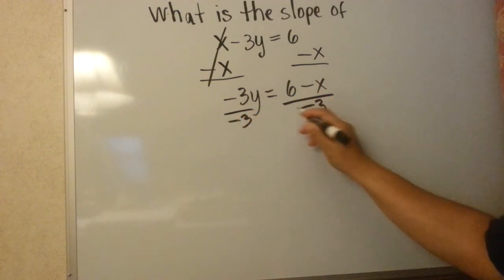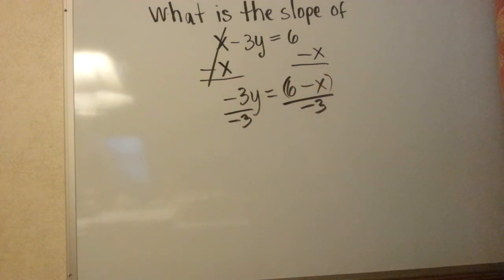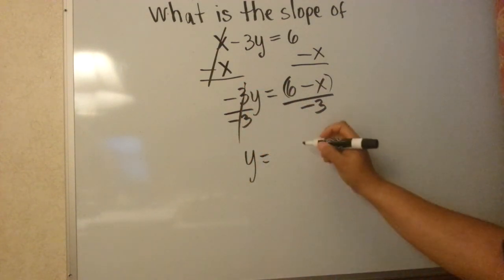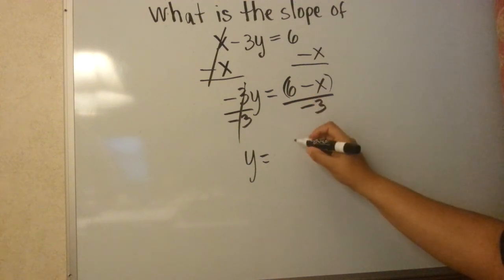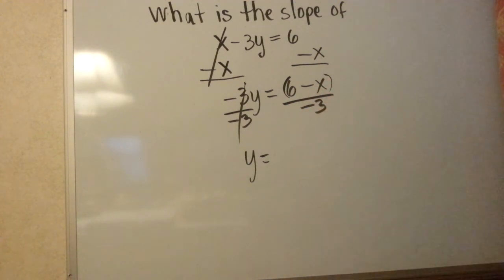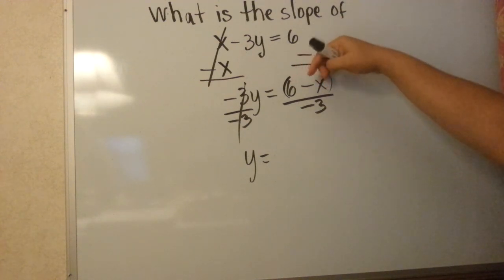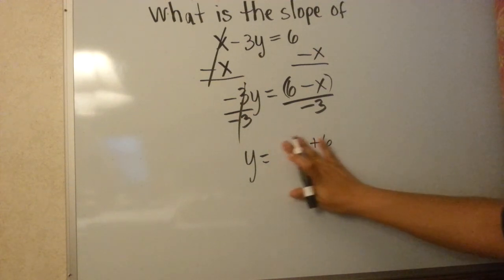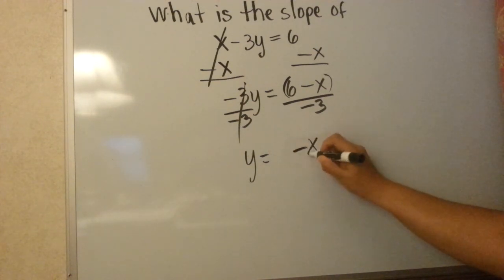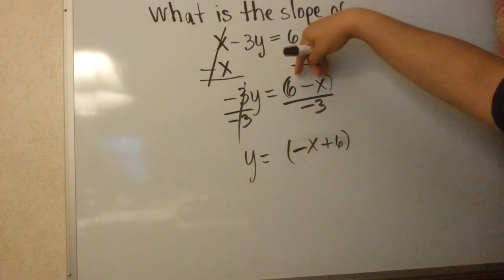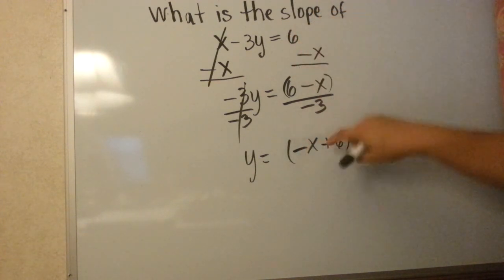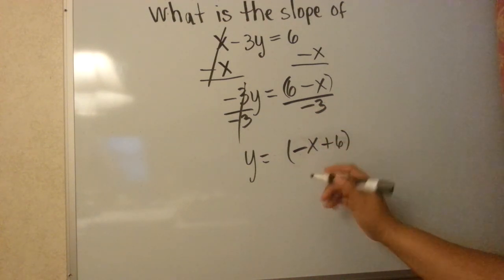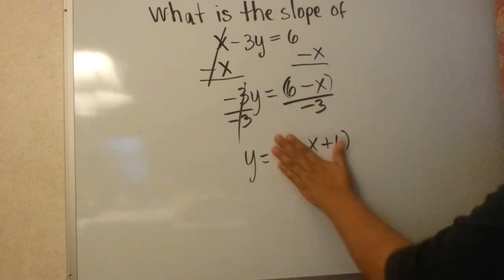And that doesn't cancel, because this is together. That's a group. This cancels. So y is equal to 6 minus x over negative 3. Now, we can flip this, and we can say negative x plus 6. I'm going to move this a little bit to this side. And all I did was I put the x first. And then what about this negative 1, negative 3? Oh, Lord have mercy. Okay, I don't mean to confuse you.